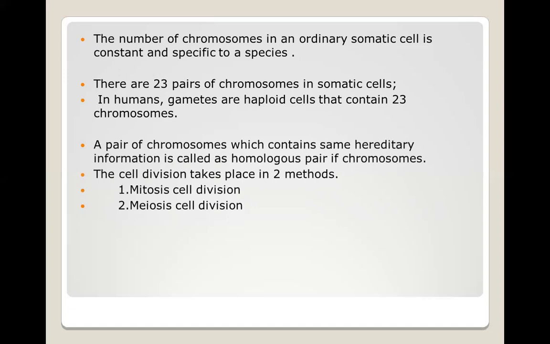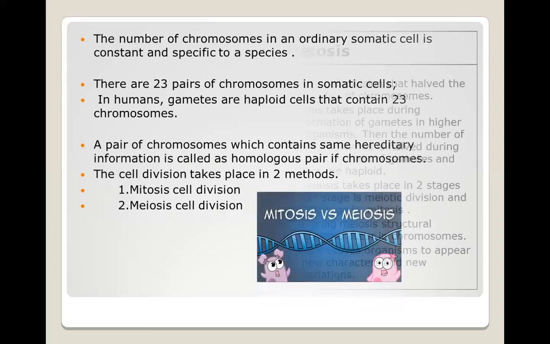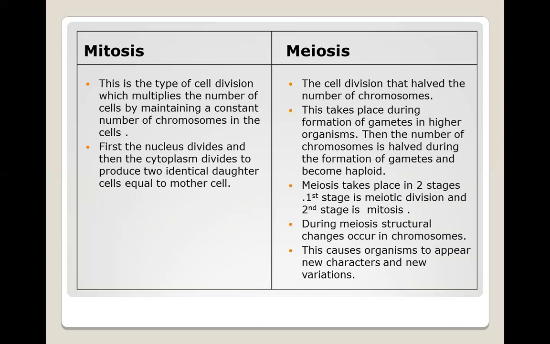A pair of chromosomes which contains the same hereditary information is called a homologous pair of chromosomes, and cell division takes place in two methods, as mitosis cell division and the second one, meiosis cell division. So, mitosis is the type of cell division which multiplies the number of cells by maintaining a constant number of chromosomes in the cells. First, the nucleus divides and then the cytoplasm divides to produce two identical daughter cells equal to the mother cell. And this is what happens in mitosis cell division.